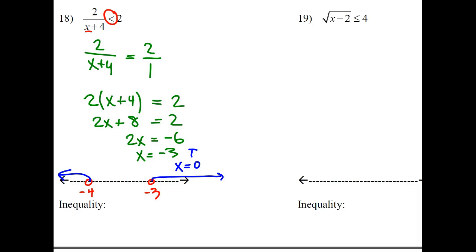Okay, what does that look like as an inequality? Well, it has a space in between, so we have to use or. It's one or the other. It's x is less than negative 4 or x is greater than negative 3. Okay, that's your solution there. Next problem, very similar.